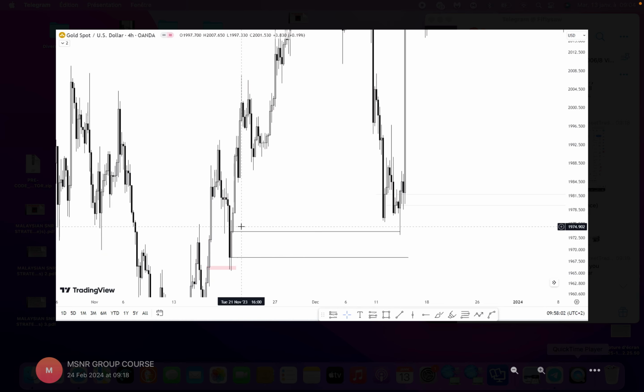So I'm gonna mark them up like this. This is a support level. This is resistance, breaks become support. This is RBS, and then this is support level, right? Very, very clear. Why am I choosing this area? It's because there's no other area below these ones which was not mitigated.